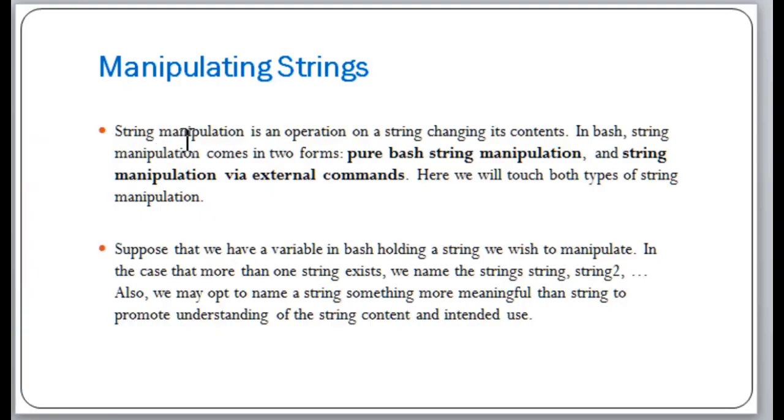String manipulation is an operation on a string changing its contents. In Bash, string manipulations come in two forms: pure Bash string manipulation and string manipulation via external commands. Here we will touch on both types. Suppose that we have a variable in Bash holding a string we wish to manipulate. In the case that more than one string exists, we name the strings string 1, string 2, etc. Also, we may opt to name a string something more meaningful than string to promote understanding of the content intended to be used.